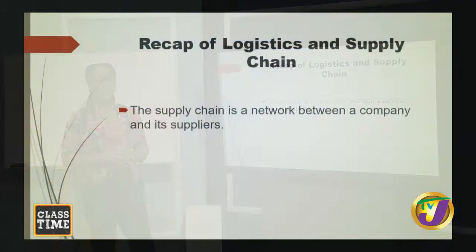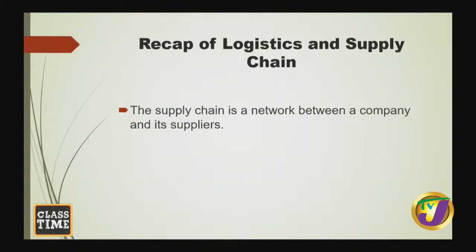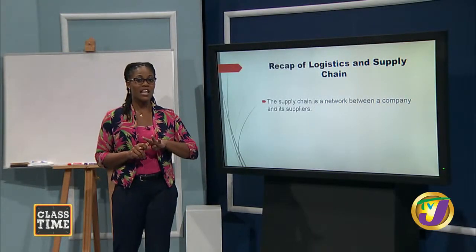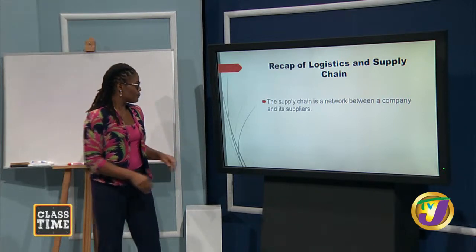Now, we also spoke of the supply chain. What did we say the supply chain refers to? Now, the supply chain is a network between a company and its suppliers. Now, remember that there are four interrelated operations in the supply chain. What are they? So we have the producer or the manufacturer. What comes next? The wholesaler, the retailer, and the consumer. Wonderful.